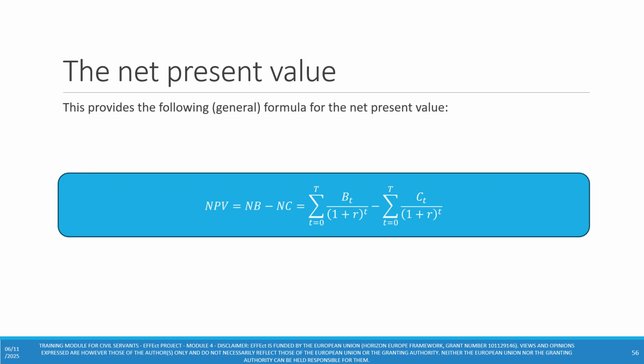And this provides the following general formula for the net present value. Net present value thus equals net benefits minus net costs, meaning the sum from t equals 0 to capital T of B_t over (1 plus r) to the power of t, minus the sum from t equals 0 until capital T of C_t over (1 plus r) to the power of t. As you can see here, we have used r and not s as the discount rate, which means that for the time being, we only locate ourselves in a financial setting.